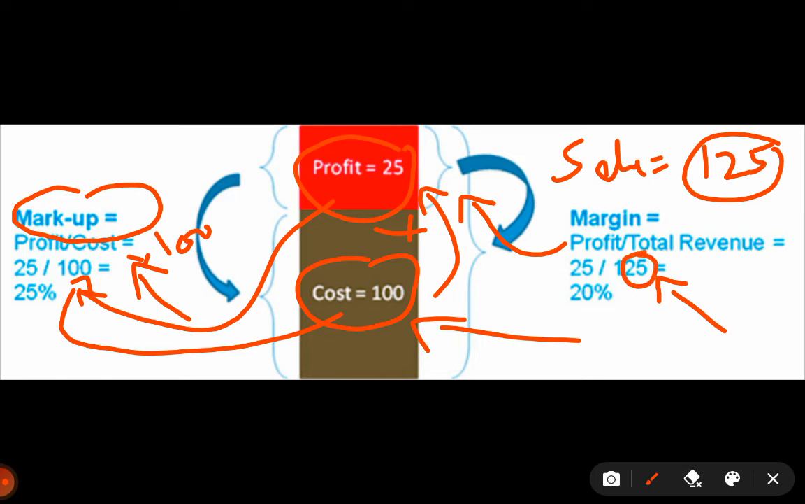Of course, margin will always be less than markup, because in the margin the denominator is higher. In our case the margin denominator was 125, whereas in markup the denominator was 100.